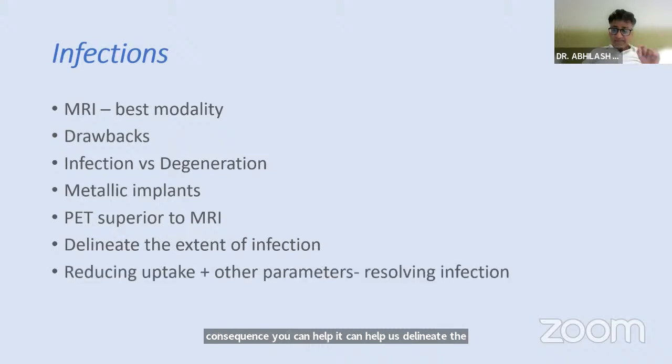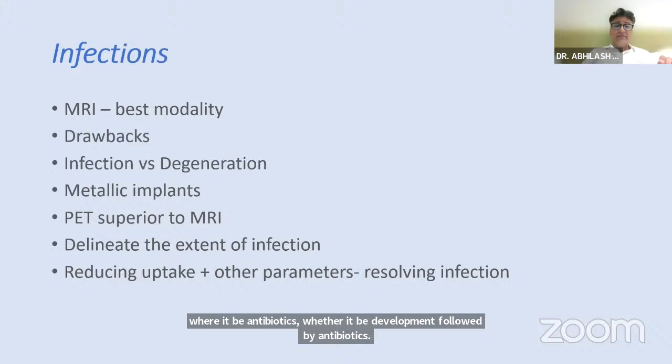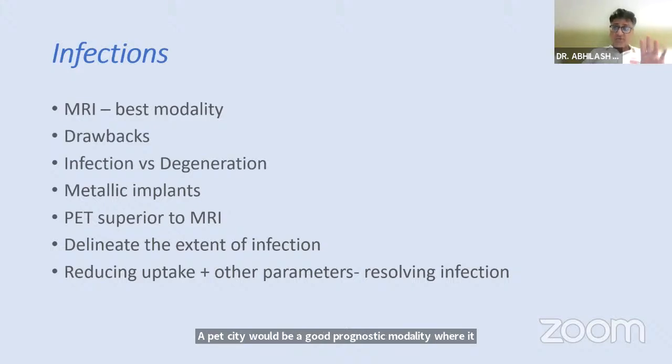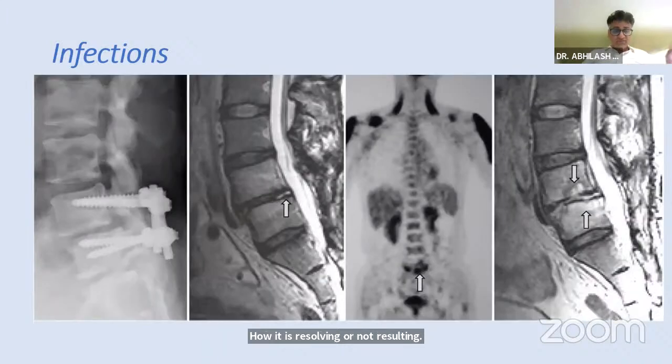At the same time, once you have instituted treatment, whether it be antibiotics, whether it be debridement followed by antibiotics, a PET-CT would be a good prognostic modality, wherein a reducing uptake along with the other clinico-pathologico-radiological parameters would be a good way of judging how your therapy is acting on that infection, how it is resolving or not resolving. Here, I'll give you a simple example.